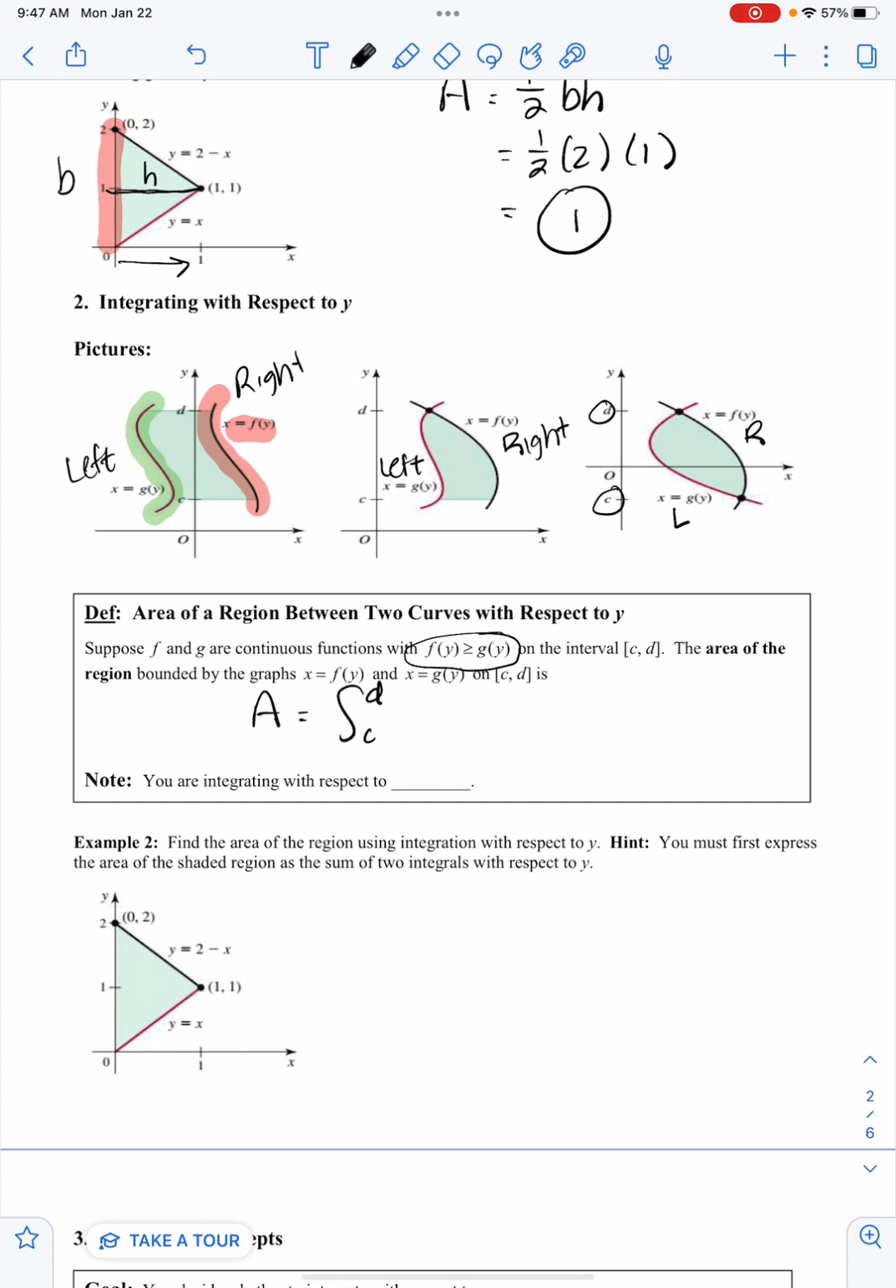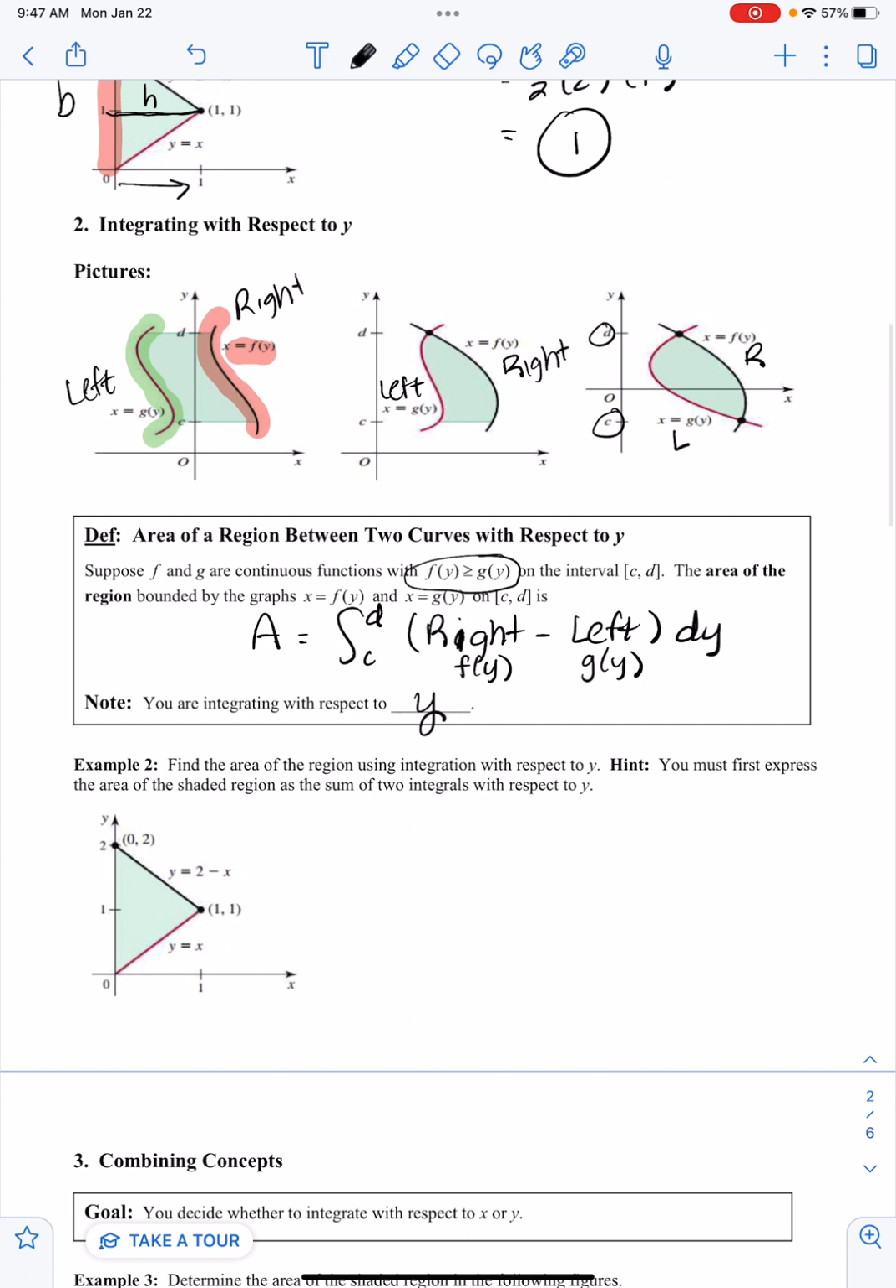Okay, so make sure everything is with respect to y. And rather than using my function language, I'm going to go ahead and use the words again. So I want to think about the right function minus the left function, all with respect to y. So if you like to use the functions f and g, this would be f of y, and then the left function from all our pictures is g of y.